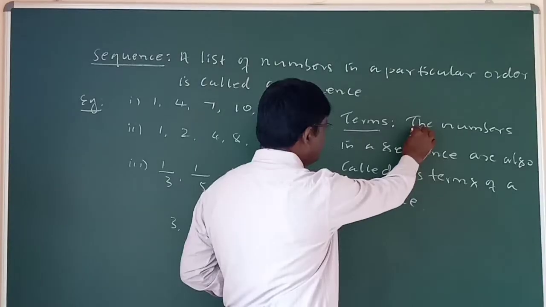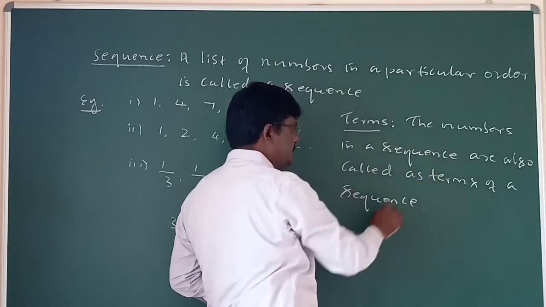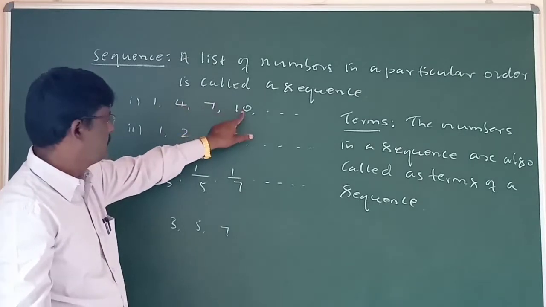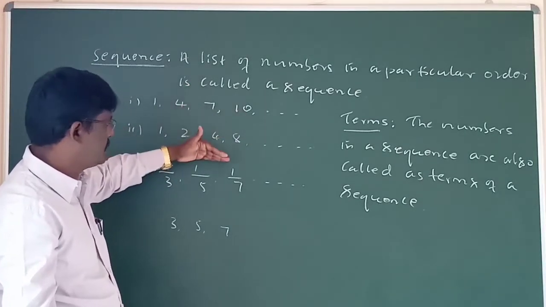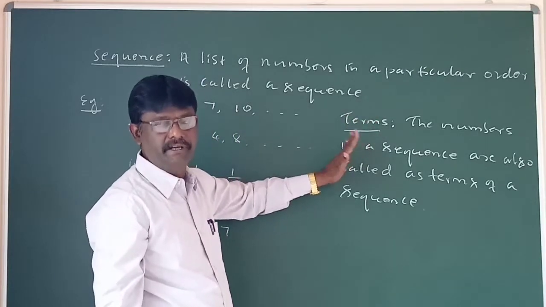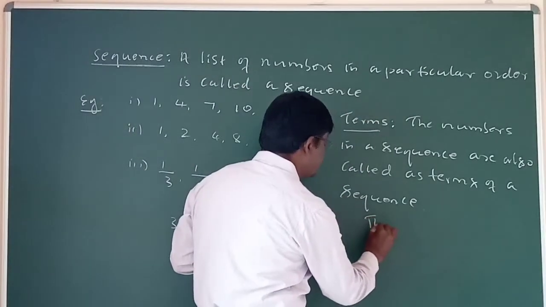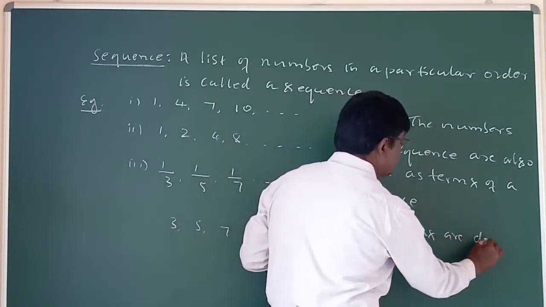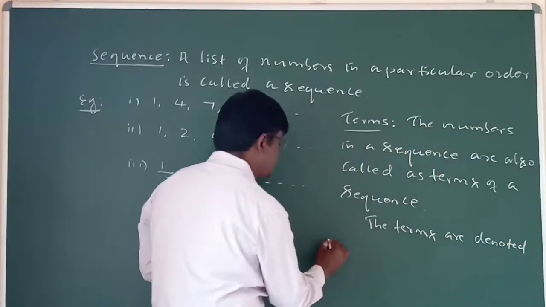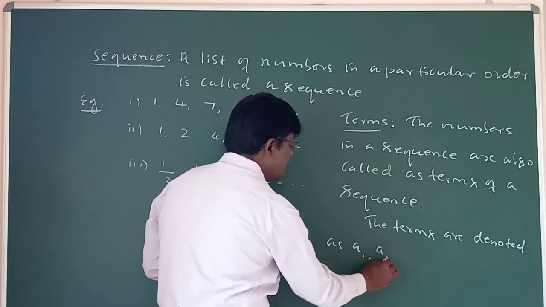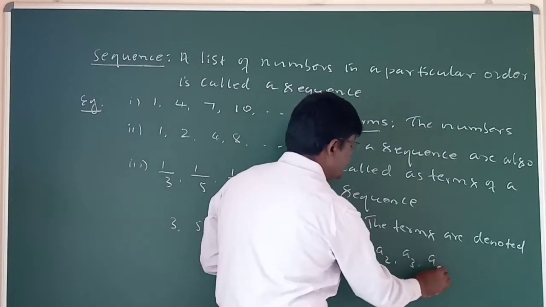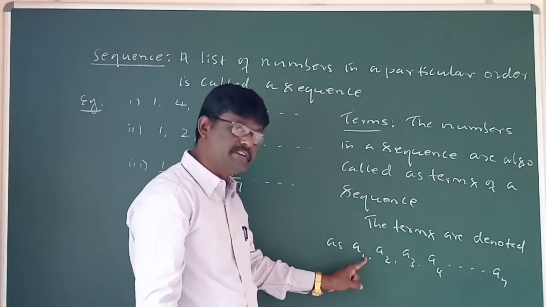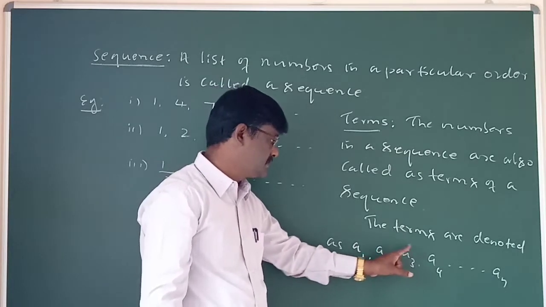Hence, the numbers in a sequence are also called terms. Hence, children, these numbers in a sequence are also known as terms of the sequence. In general, the terms of a sequence are denoted as A1, A2, A3, A4, etc., An. Here A1, this 1 stands for first term, second term, third term, like that.